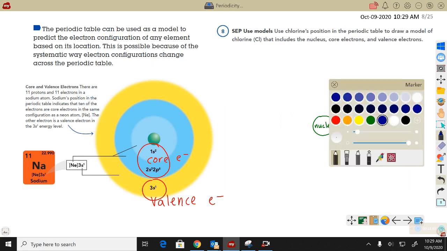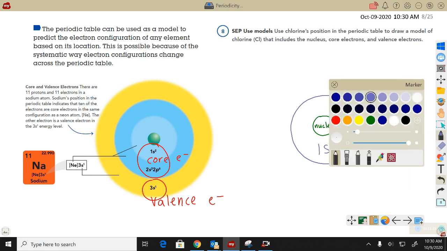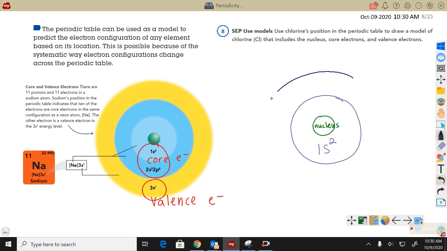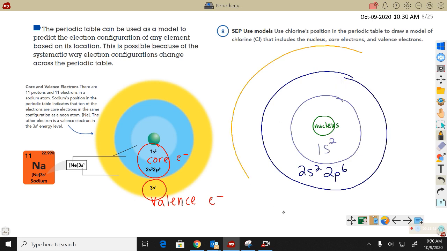Okay, so there's my nucleus. Then I'll try to do it really similar. I'll do the first energy level. Okay, so the first energy level of chlorine, 1s2. And then that's it for the first energy level. I'd hop to the second energy level. In the second energy level, I'd have my 2s2 and my 2p6. Fantastic. And then I'll go kind of orangey color. Okay, here's my third energy level.